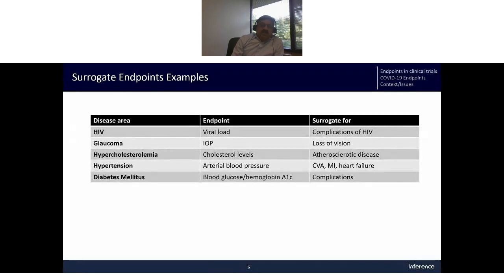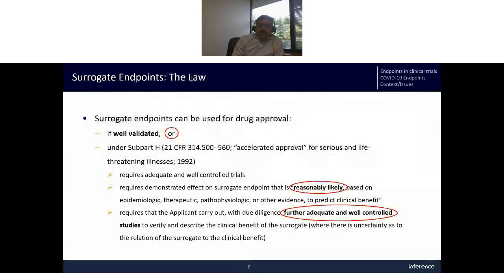And obviously, the natural question would be, for COVID-19, is there a surrogate endpoint, or what to do about it, or what is the regulatory pathway for that? So in the next slide, I talk about the pathway. So the first bullet, you can see that the surrogate endpoint can be used for drug approval. So this is part of the law, if the surrogate endpoint is well validated. This is what we just talked about, and this is a complicated process by itself.